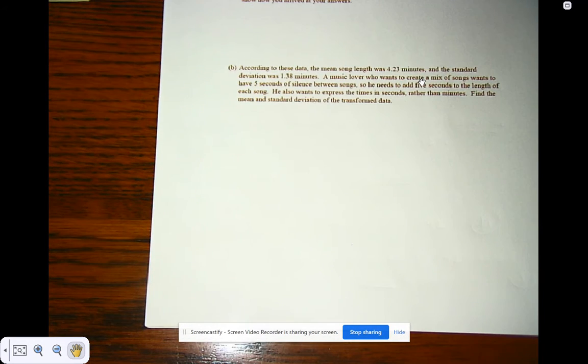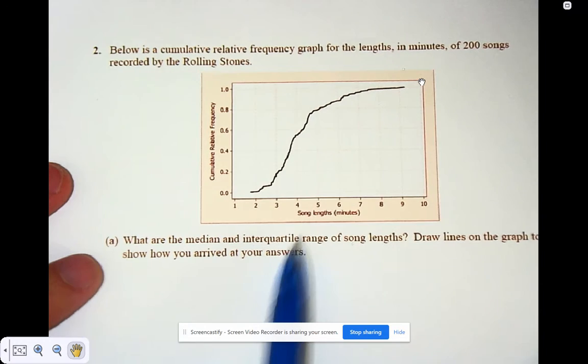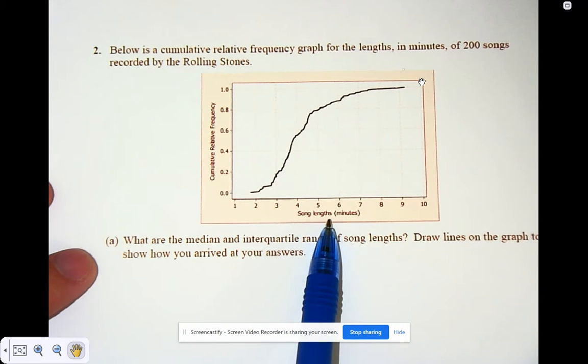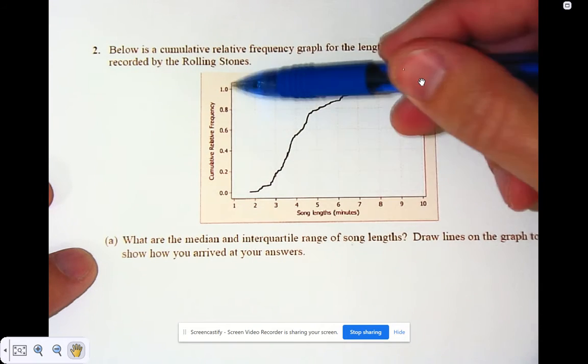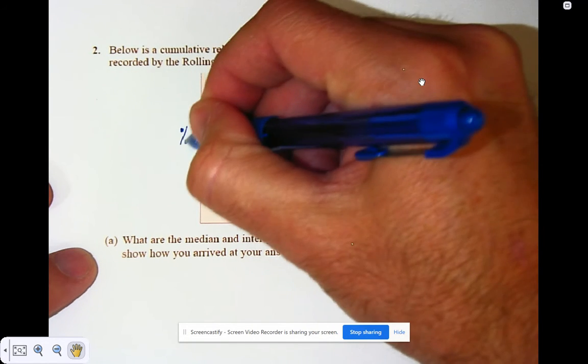Okay. All right. So let's go on to the last question here. This goes pretty quickly. This is what's called a cumulative relative frequency graph. In the notes, we've gone over this. It's pretty straightforward. It talks about the length of songs in minutes. And then over here is your cumulative relative frequency, which goes from 0 to 1. And this gives you, again, your percent.